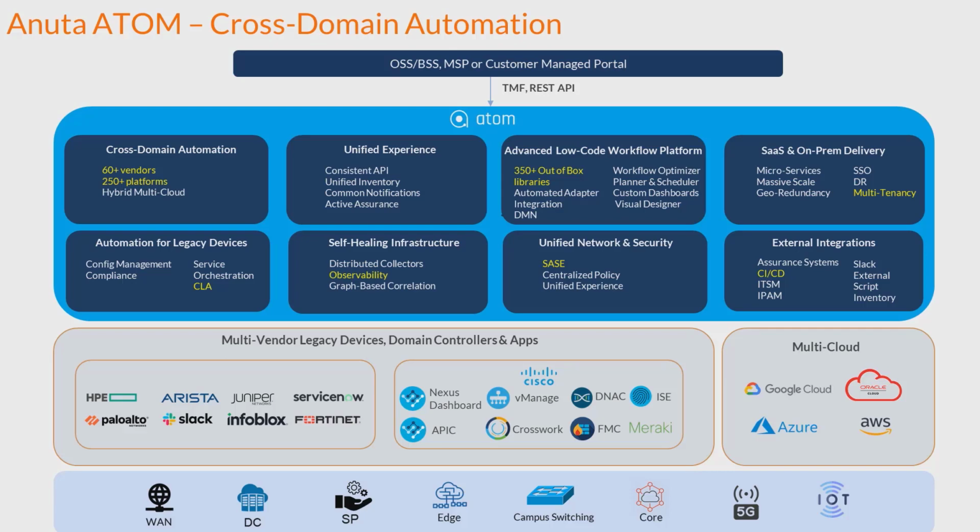For devices that are not managed by any controllers, Atom provides complete lifecycle automation from day zero provisioning, config management, service orchestration, active assurance, and closed-loop automation. Atom is based on a microservices architecture with the flexibility to deploy on-prem or on-cloud. Atom supports 250 plus platforms with 60 plus vendors. The Workflow Builder has 350 plus out-of-box libraries that simplify workflow creation.